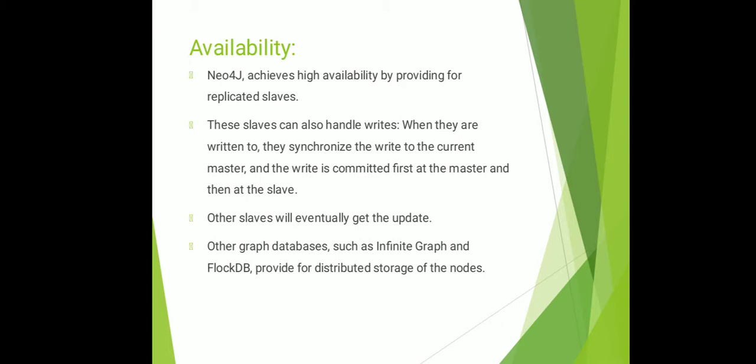So master and slave both can do the update. If a master does the update, it will be synchronized to all the slave nodes. Assume that one of the slave nodes does the update; then after that update, it will be synchronized with the master node first. From the master node, it gets synchronized to all the slave nodes attached to it, so other slaves will eventually get the update. Other graph databases like Infinite Graph and HyperGraphDB provide distributed storage of the nodes, whereas Neo4j has a master-slave approach to node updation.